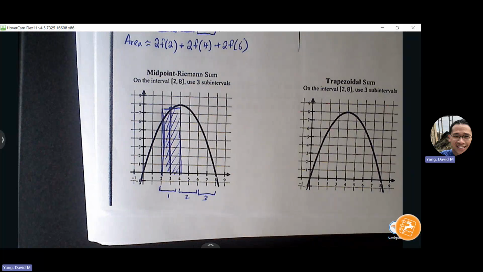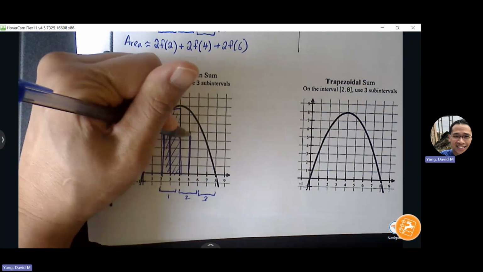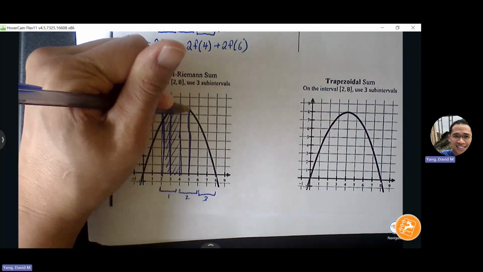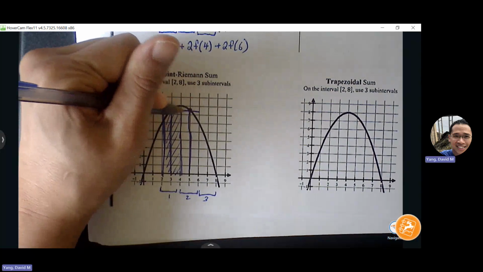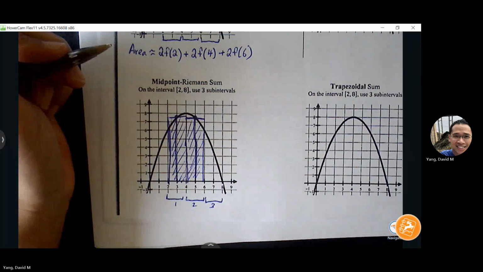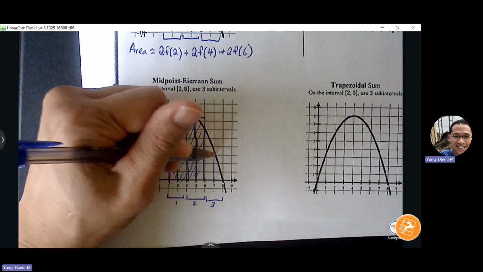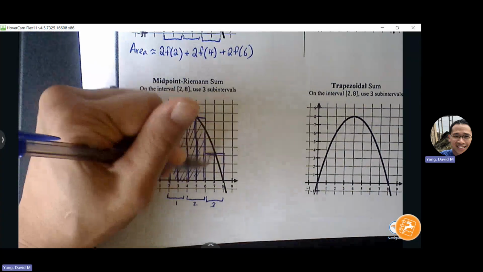You have to give a 6 back in. Between 4 and 6, what's our midpoint? 5. So you're going to start at 5, attach, draw a vertical line until you hit the graph, and then you can let that be the height. Seven is the midpoint between 6 and 8. Attach that point to the graph, and that's your y value.